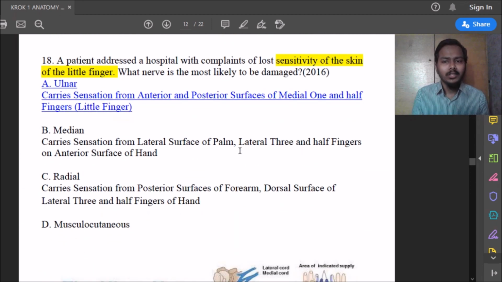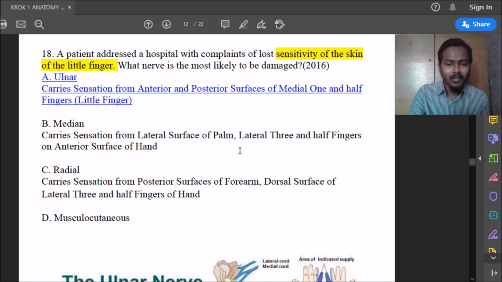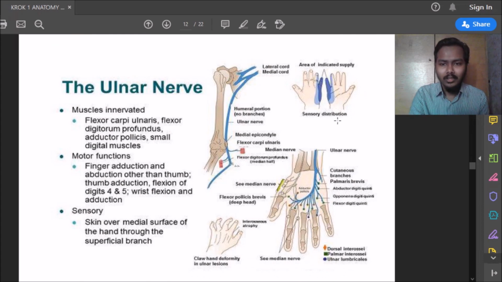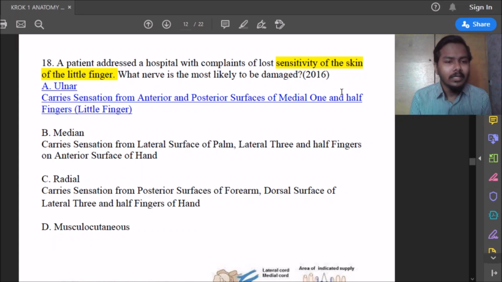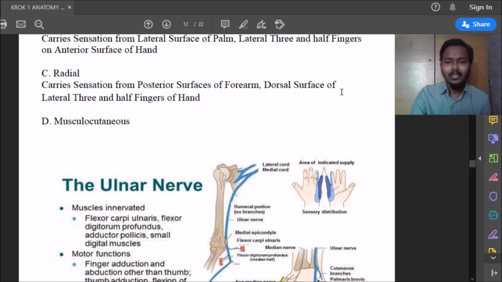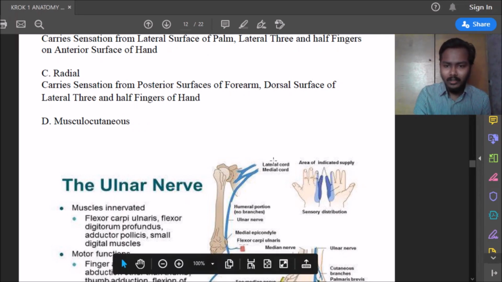A patient lost sensitivity of the little finger. What nerve is mostly damaged? You can see in the image that the sensory pattern of the little finger is innervated by the ulnar nerve. The ulnar nerve innervates the skin over the medial surface of the hand through the superficial branch. The ulnar nerve carries sensation from the anterior and posterior surface of the little finger and half of the ring finger. You can see in the image.